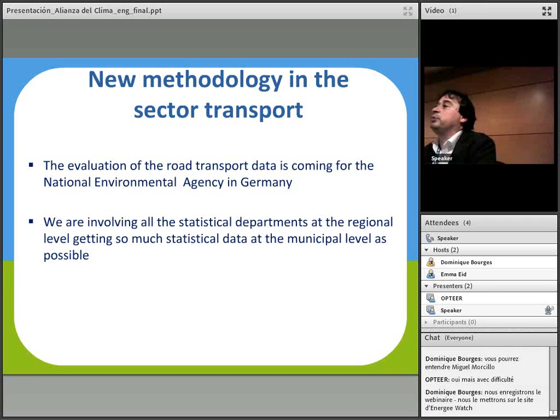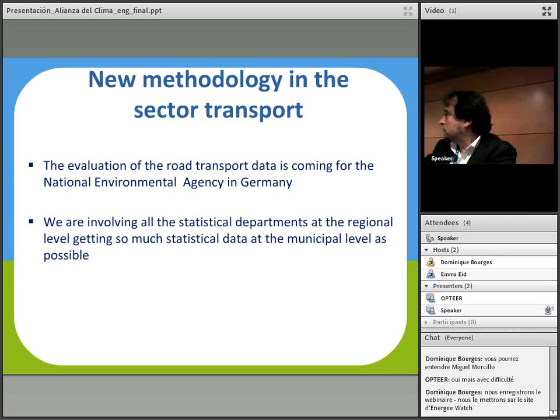Another very, very important thing is that we are involving all the statistical departments in Germany. We have had a meeting for I think 3 weeks now with these persons, describing what kind of data we are going to need for the calculation, and asking them to deliver us as much data as possible at the municipal level.